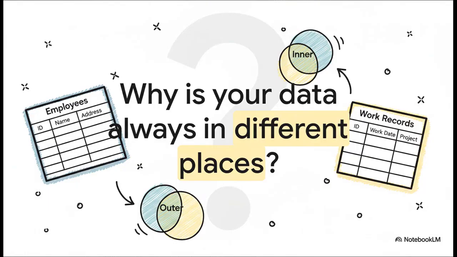So, first things first, why is data even split up like this? Well, honestly, it's all about speed and organization. If you tried to cram everything into one single gigantic table, it would be an absolute mess and super slow. So instead, we organize data into these smaller, specialized tables. But that creates a brand new puzzle. How do we connect all the dots to see the whole picture?